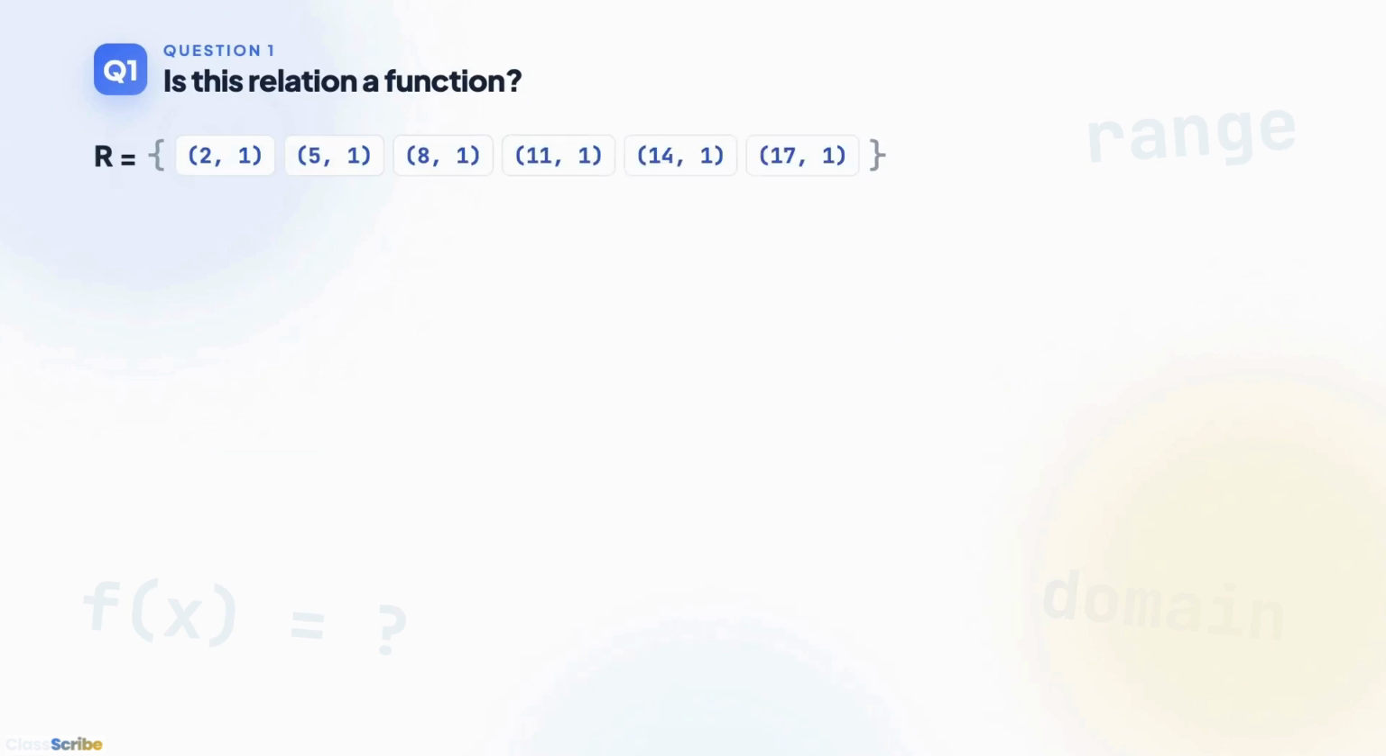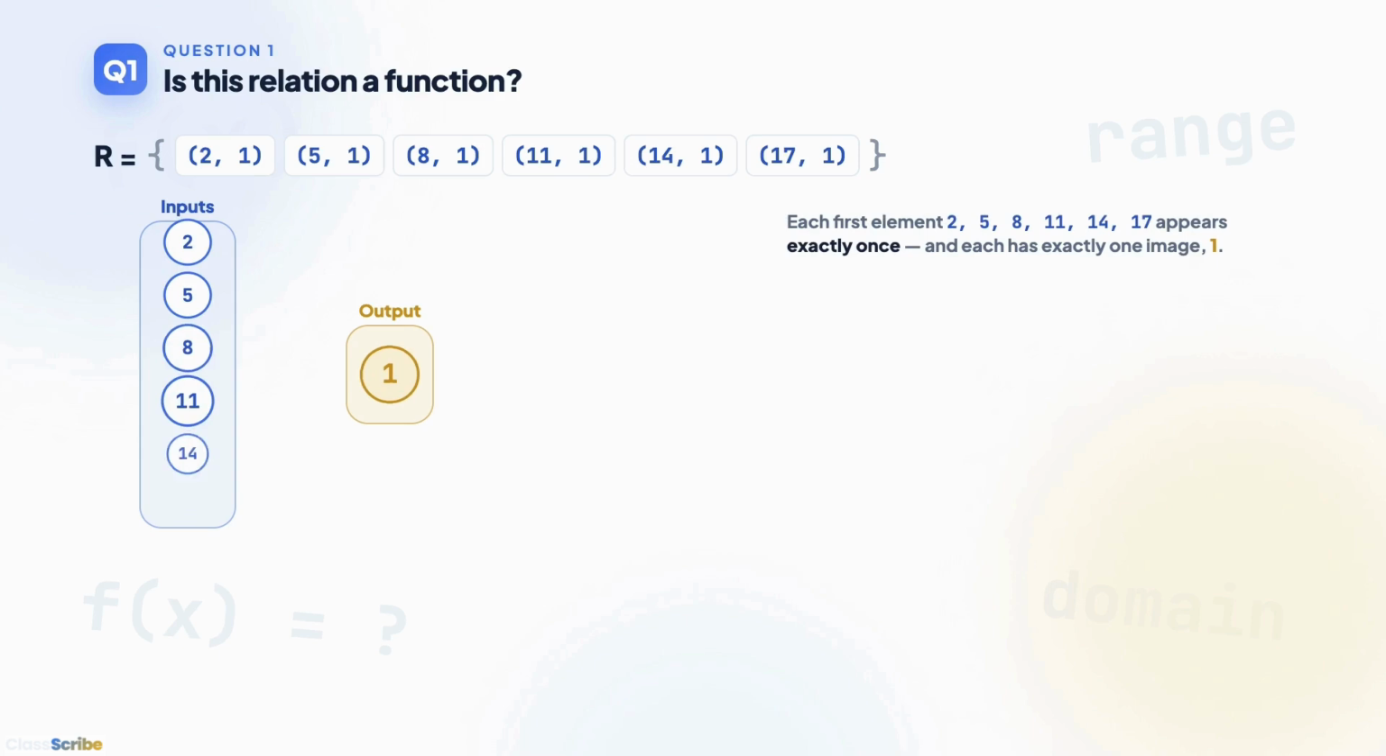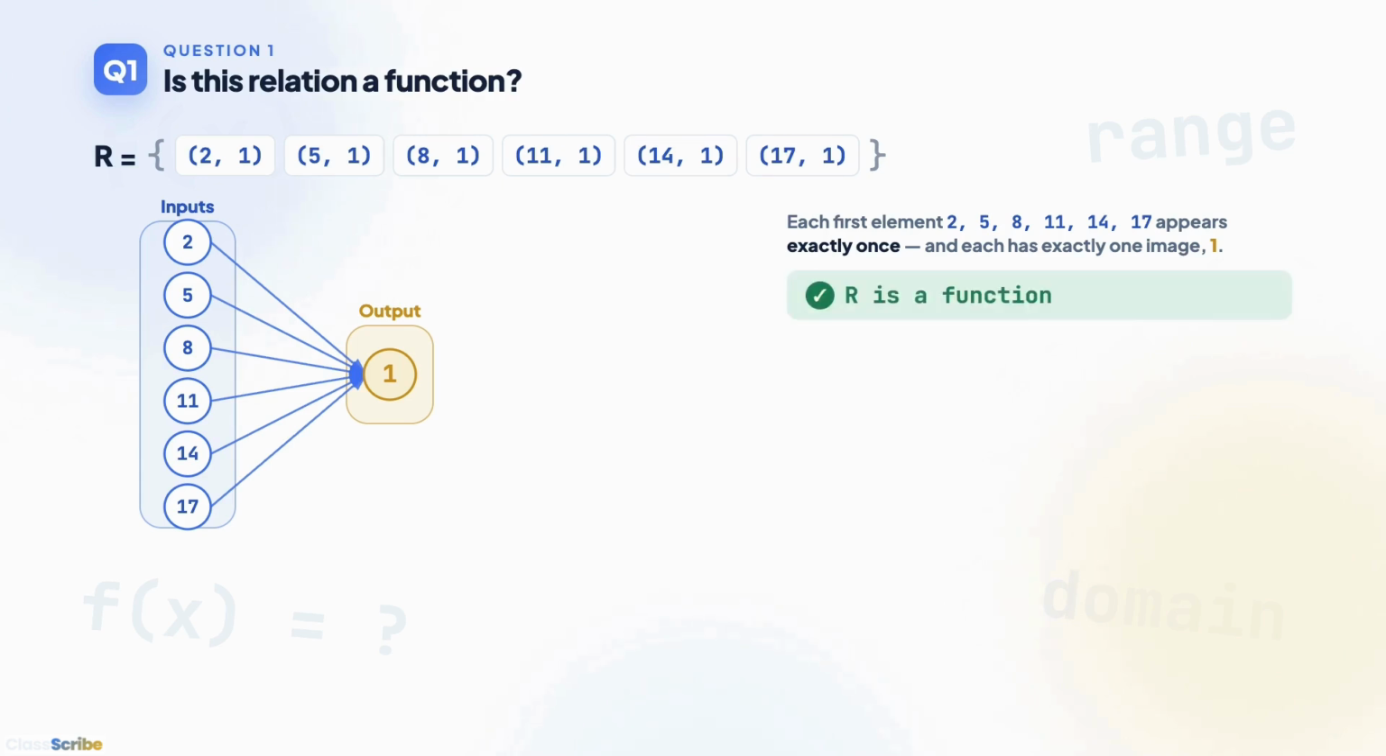We are given the relation {(2, 1), (5, 1), (8, 1), (11, 1), (14, 1), (17, 1)}. We need to decide whether it is a function and find its domain and range. Observe the first elements 2, 5, 8, 11, 14, and 17. Each appears exactly once and has exactly one image, namely 1. Therefore, this relation is a function.